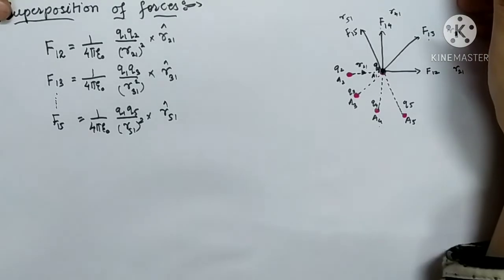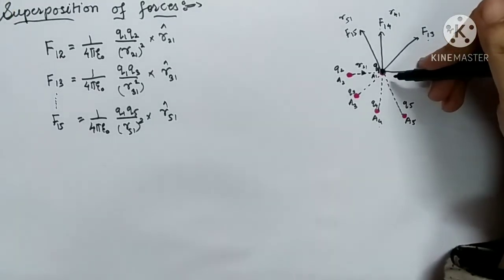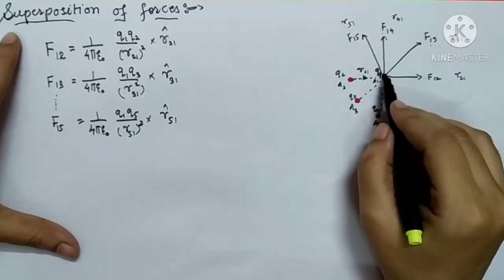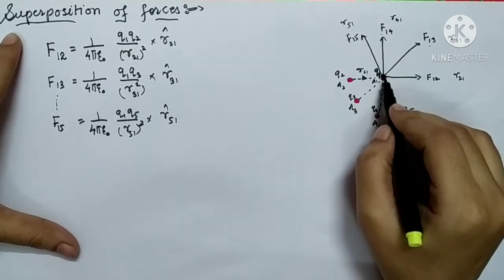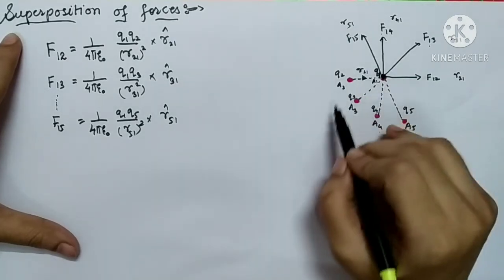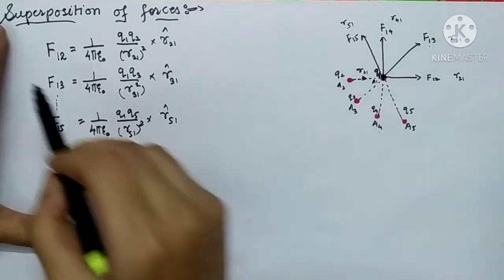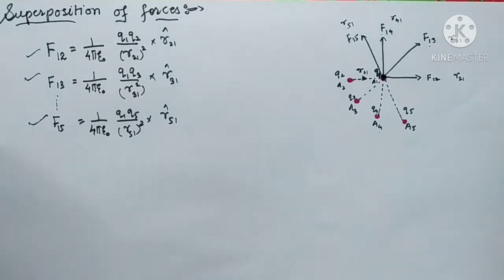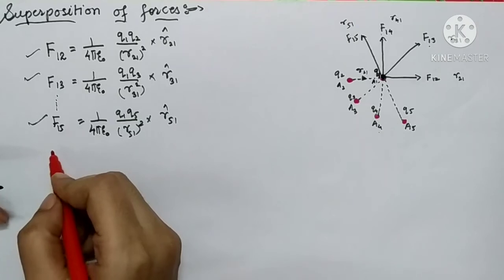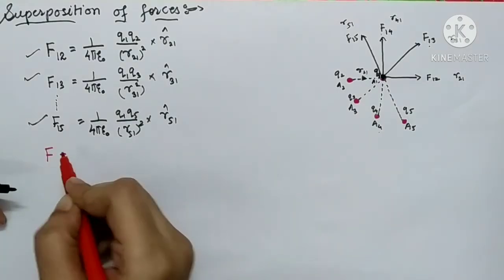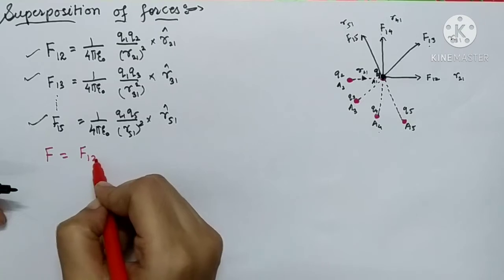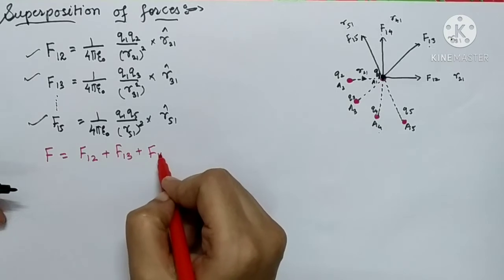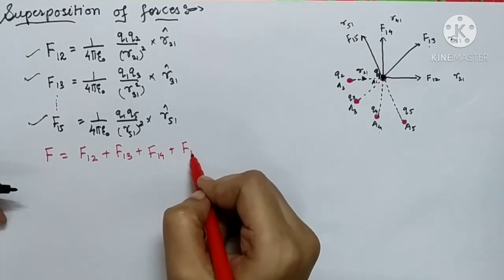Now, what is the resultant force acting on the charge Q1? As per the superposition of the forces, the resultant force acting on any charge is equal to the sum of the individual forces exerted by the other charges. So these are the individual forces exerted by the other charges on the charge Q1. So the resultant force acting on the charge Q1 is F. It will be the sum of F12 plus F13 plus F14 plus F15.